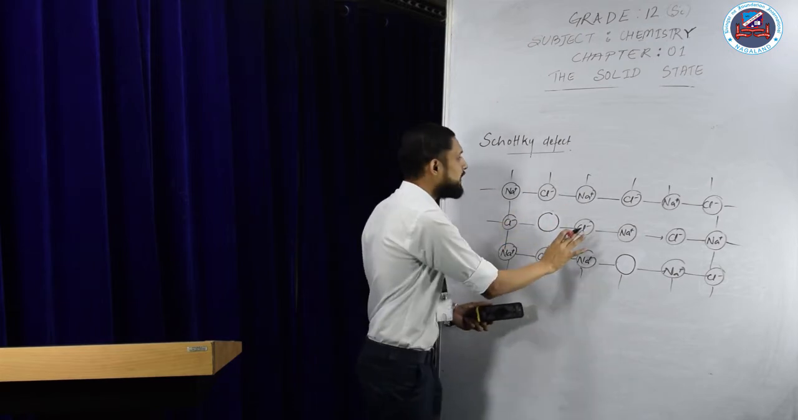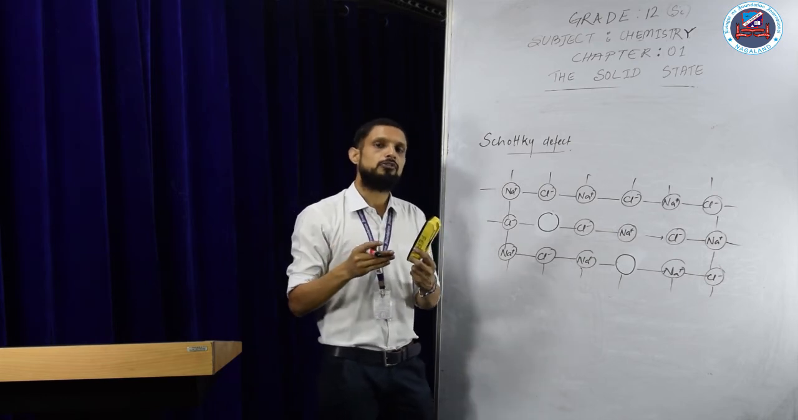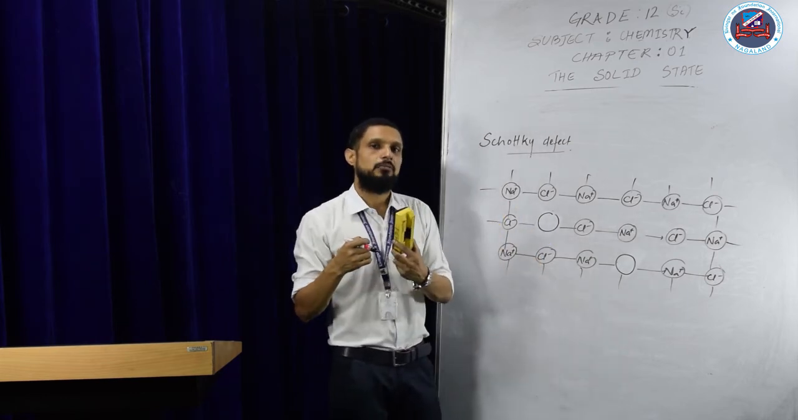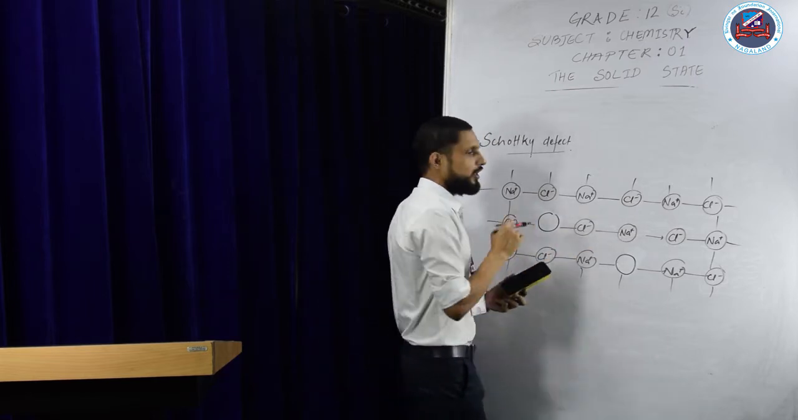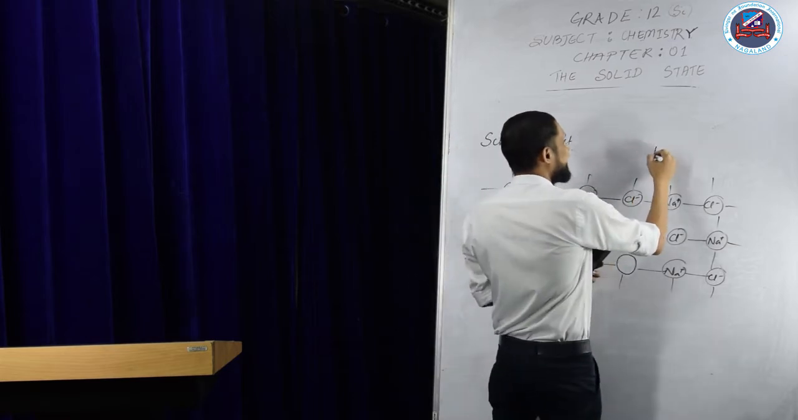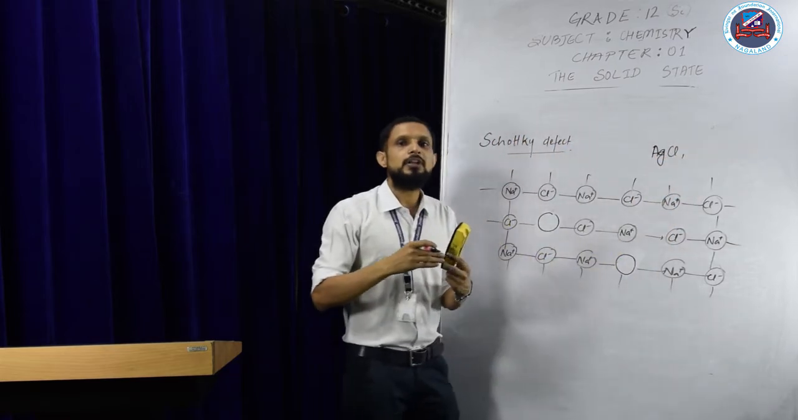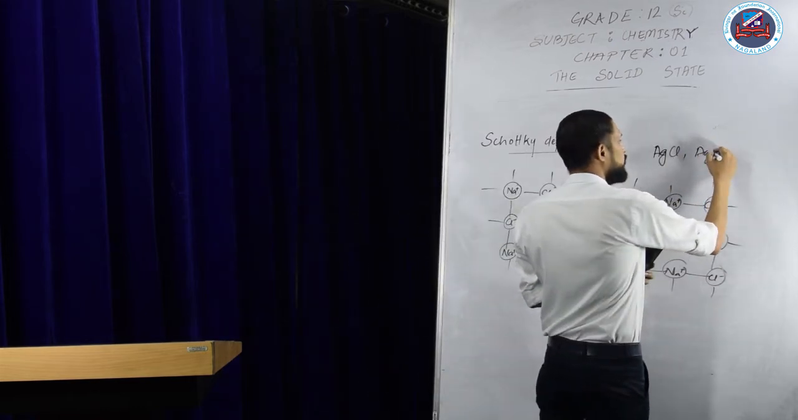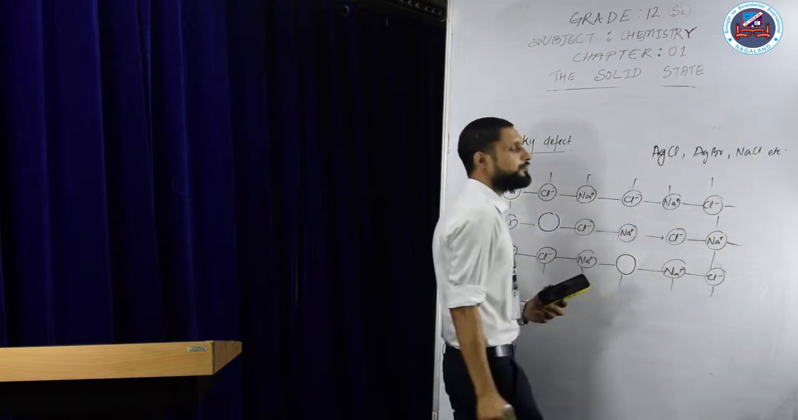So this defect is known as Schottky defect. So the defect which arises due to equal number of positive and negative ions missing from the crystal. Now this is seen in the case of ionic compounds where the cation and the anion are of similar sizes, like AgCl, AgBr, NaCl, etc.